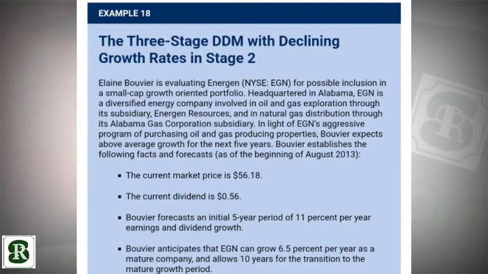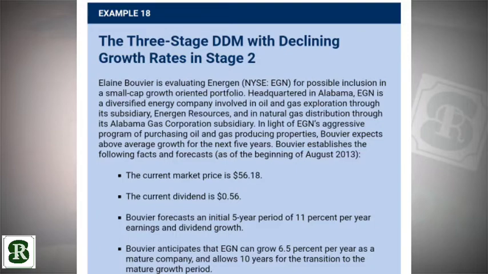The current price of this particular company stock is $56.18, and the current dividend payment, which would be represented as D0, is $0.56. Then the analyst Boover forecasts an initial 5-year period with 11% per year earnings and dividend growth. So it is expected that for the next 5 years, this company's dividend payments would grow at 11% per annum. What you would see on the screen is an attempt to sketch what the growth pattern of this company would look like for the foreseeable future.